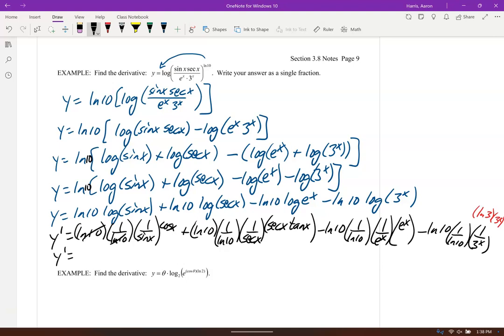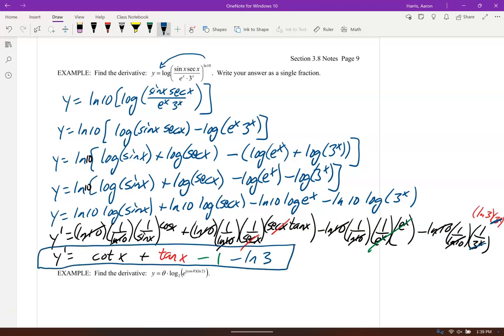Notice my ln of 10s all cancel on these. And so I've got cosine over sine, so I got cotangent of x. Plus, here I've got the secants canceling, so I've just got tangent of x there. On this next one, my e to the x's are canceling, so I'm just left with minus 1 right there. And then on this last one, my 3 to the x's are canceling, so I've just got minus ln of 3 left. And there it is, cleaned up pretty nicely on that one.